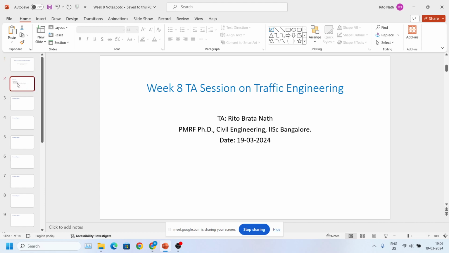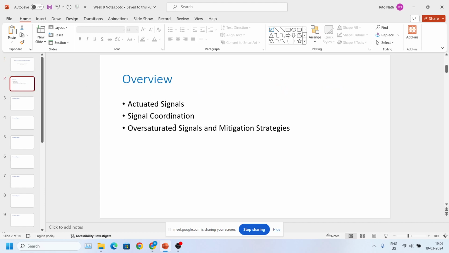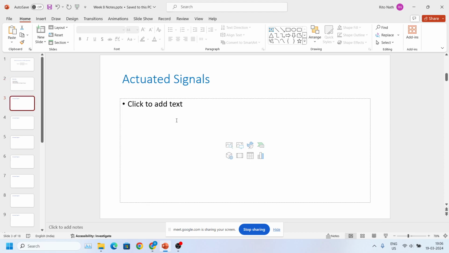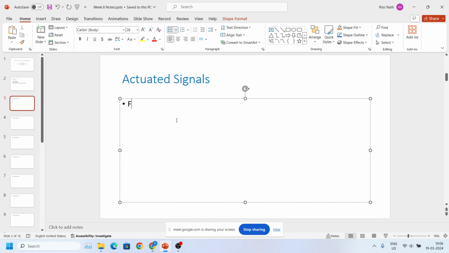So here in this week's discussion, the topics that were covered were actuated signals, signal coordination, and oversaturated signals and mitigation strategies. So I'll be probably mostly focusing on problem solving in this session. I'll start with actuated signals, and I think the very first question that you'll find in the assignment, not exactly that, but similar to that I'll be solving here. So the first problem that you have, I'll give you the data. So for an actuated signal, I'll write down the problem.